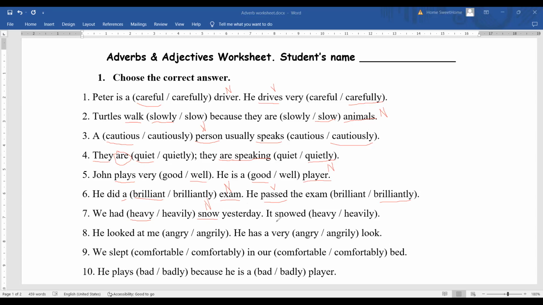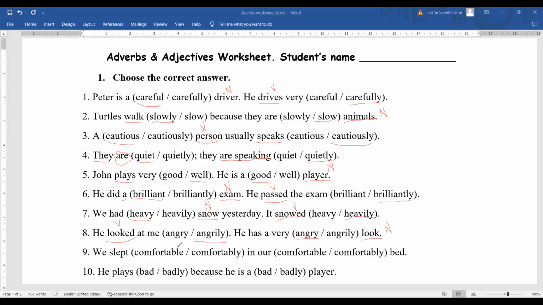Here, it snowed. This is a verb, right? How it snowed, heavily, with the suffix ly here, right? So this is your adverb. Now, he looked at me. How he looked at me? Angry or angrily? Yes, angrily, because we are describing the verb looked. He has a very angry look. He has a look, so this is a noun, right? We need just the word angry.